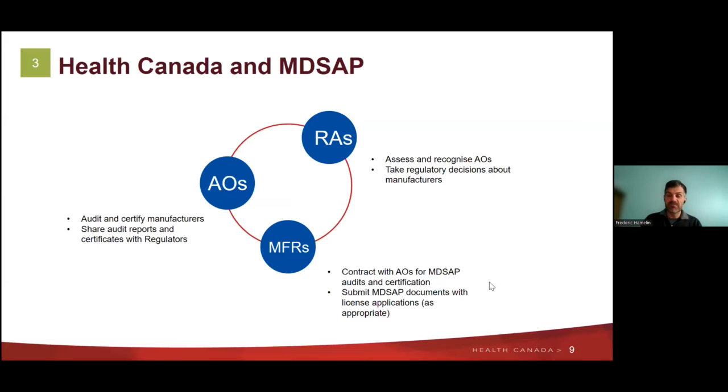And then we have manufacturers as well that are part of this program or scheme, who contract with an auditing organization for these MDSAP audits and certification, and then submit this information to regulators as part of marketing authorization requests as appropriate. Some regulators require a report. Some regulators require a certificate. Other regulators preemptively pull the report and then make a determination, based on the review of that report, whether or not they need to inspect that manufacturer. So there are different approaches to this.